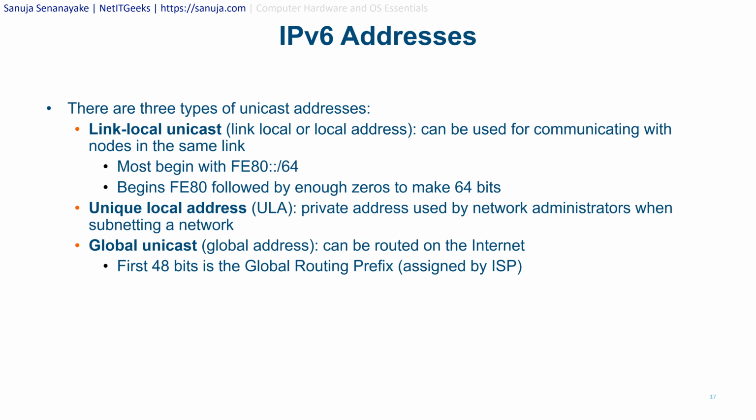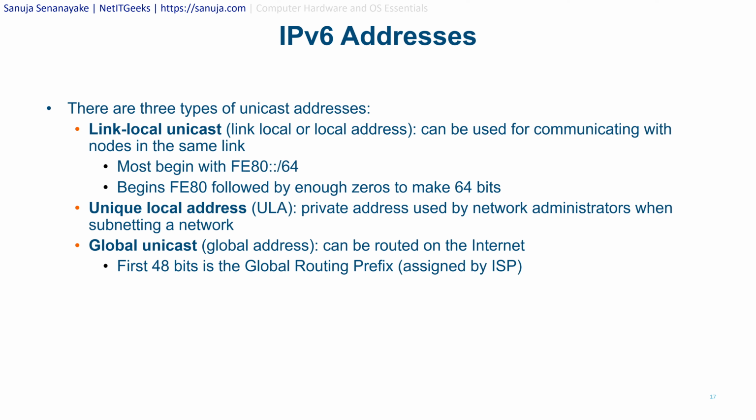That includes the link local unicast address. Those are link local addresses that can be used for communicating with the nodes in the same link. They most often begin with FE80::/64, which is FE80 followed by zeros to make it 64 bits, because it has to be a 64-bit address. That's why it's /64.